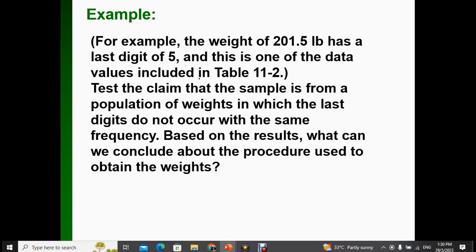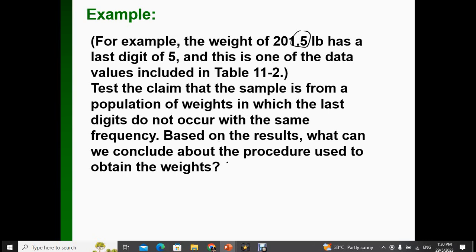For example, a weight of 201.5 pounds has a 5 at the end, so the data will be more realistic compared to without the decimal point here. Then the claim is that the sample is from a population of weights in which the last digits do not occur with the same frequency.